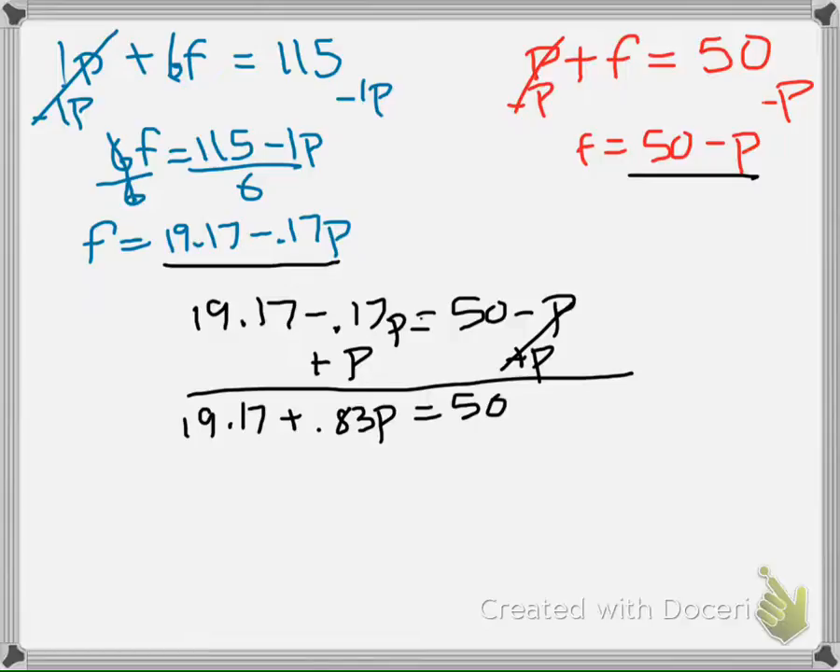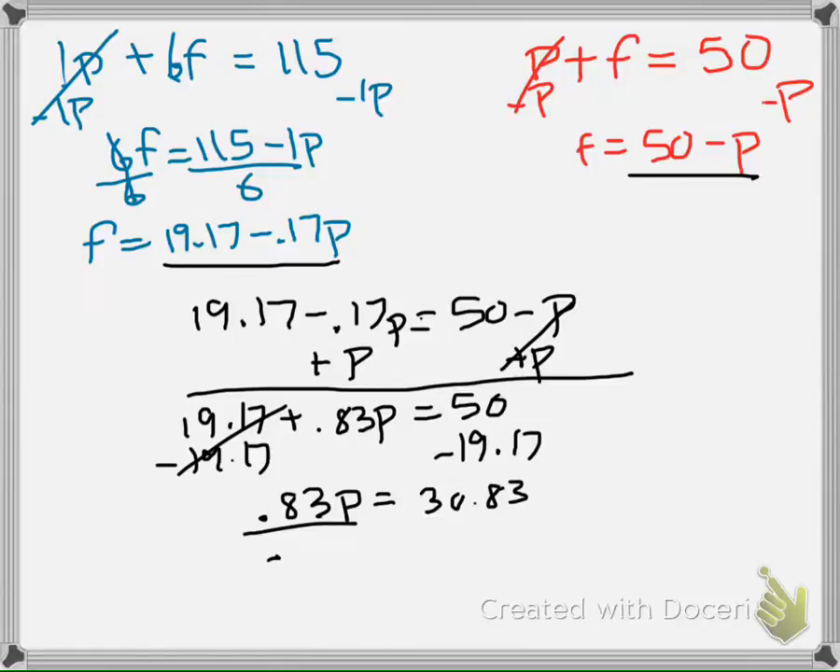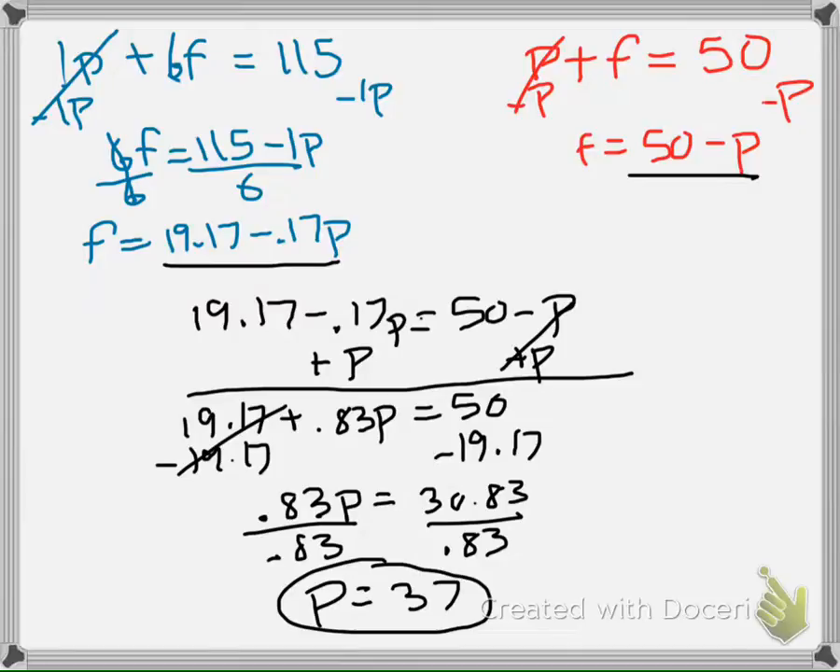Okay, now I still want to get P by itself. I'm going to subtract 19.17 on both sides. I'm left with 0.83P equals 30.83. Now I have to divide by 0.83 on both sides. Now this is where it gets tricky because I end up with like 37.1, but I can't have 0.1 of a pennant. So I just round it down to 37. So I have 37 pennants is my P, and I'm going to shrink this so I have room for the rest of it.